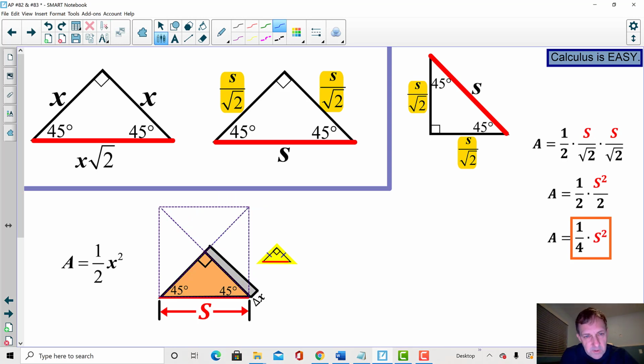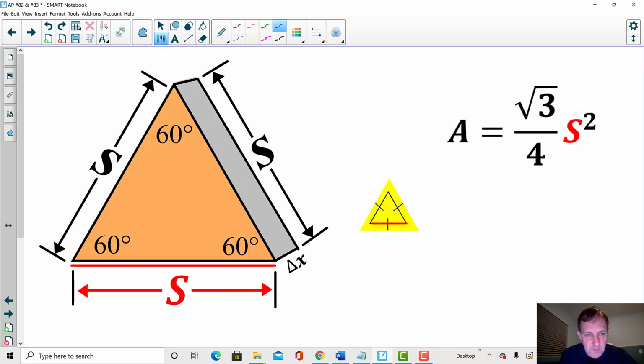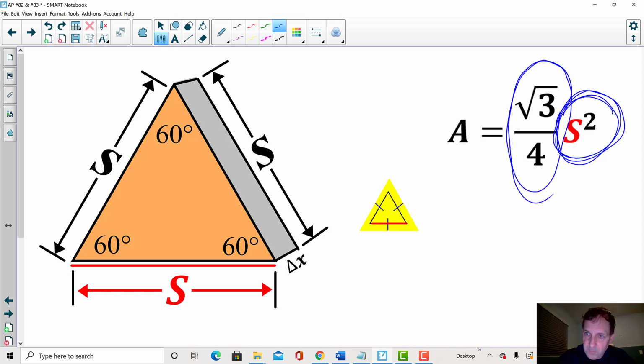All right, let's look at one more example here. This is the new one. This is the equilateral triangle. So again, all 3 sides are going to be congruent. And of course, that means all 3 angles are going to be congruent. So what would be the area of this one? This one's pretty tricky. Remember, almost everything is a number times s squared. So in this case, the number is √3/4. And I just try to memorize that.